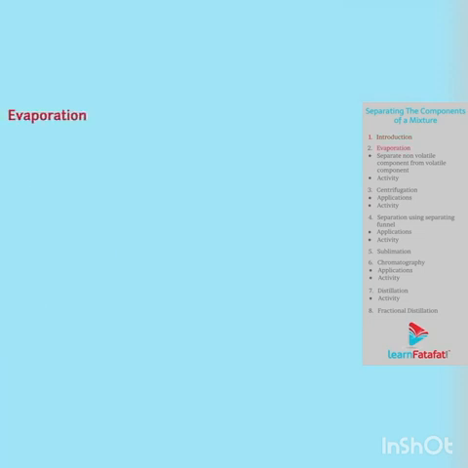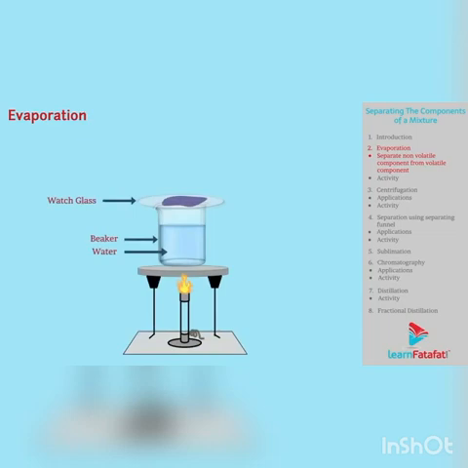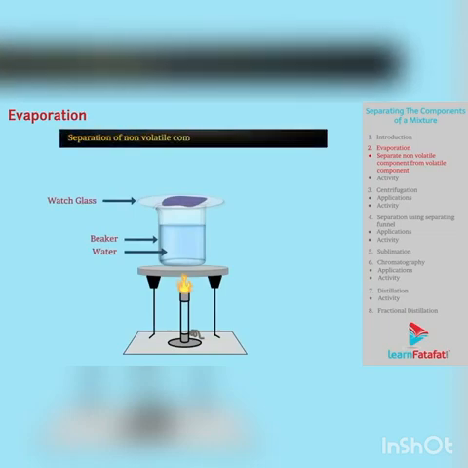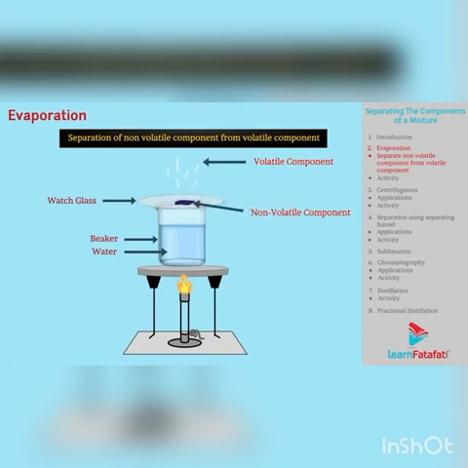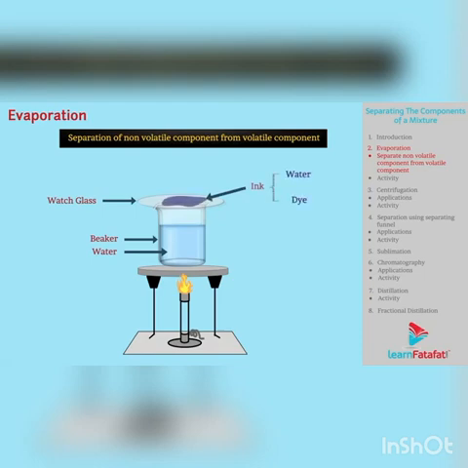Evaporation. This method is generally used to separate a non-volatile component from a volatile component, where the volatile component easily evaporates, leaving behind the non-volatile component in the mixture. For example, ink is made of dye and water. Dye being non-volatile gets separated from water during the process of evaporation. Let us now have a look at an activity.